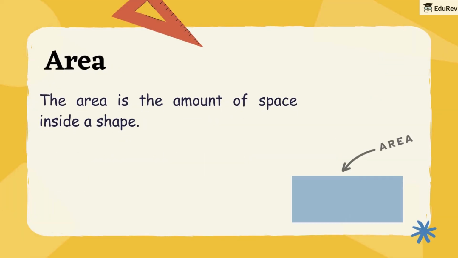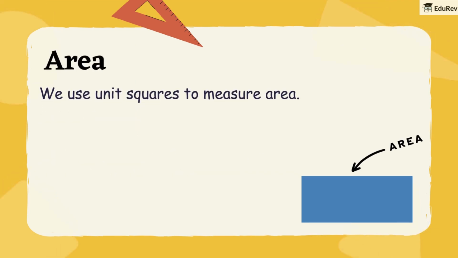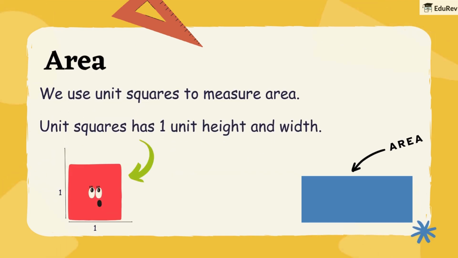Moving on to area, it tells us the amount of space inside a shape. In simple terms, it tells us how many squares can cover the surface of a shape. We use unit squares to measure area. Unit squares have 1 unit height and width.